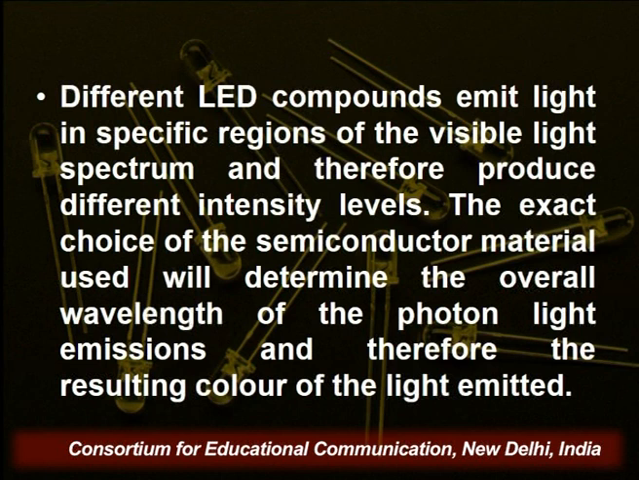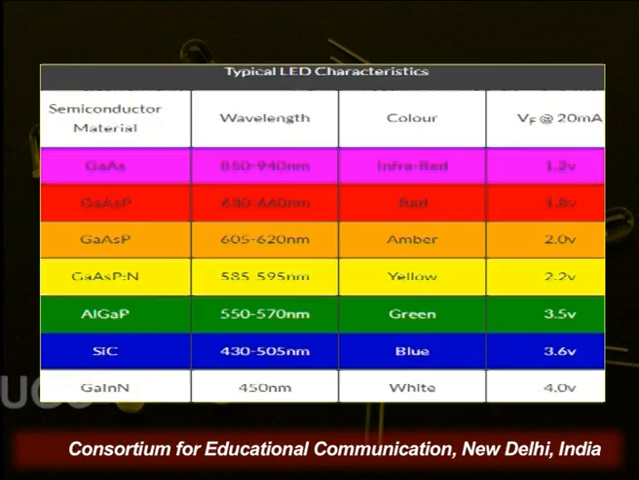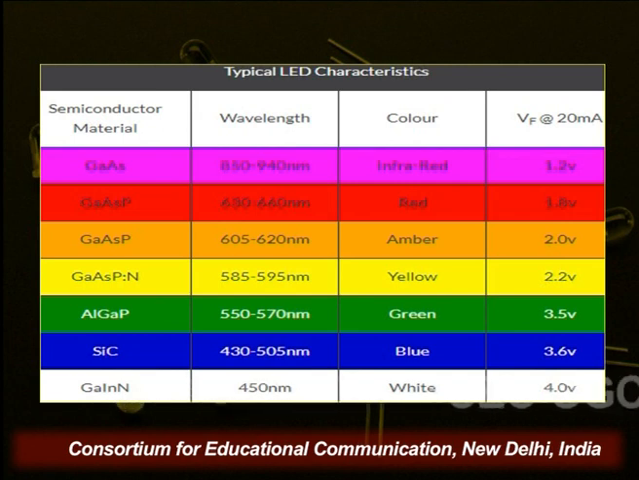Different LED compounds emit light in specific regions of the visible light spectrum. So the exact choice of the semiconductor material depends upon the requirement: which wavelength we require and which output we require, with the light that will give the particular color. So you see on the screen we have different materials which will produce different color outputs.